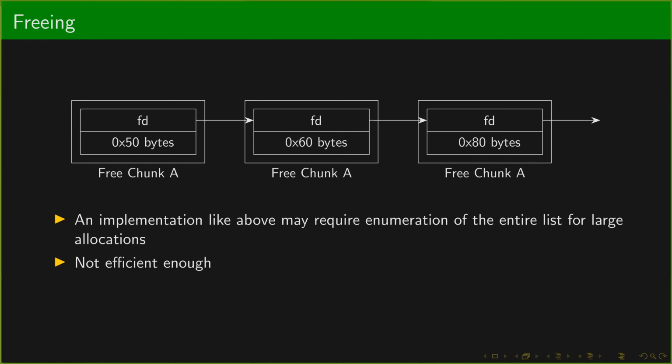I may look through the entire free list, determine there was no free chunk of this size, and then just allocate from the top chunk anyway. So I just wasted a bunch of time. So this is not efficient enough. We need to come up with a much more efficient way to do heap allocations.